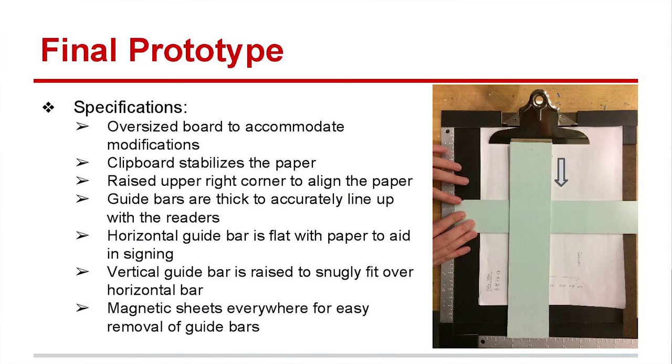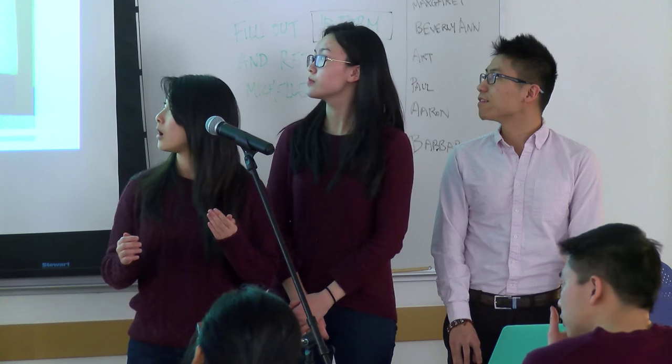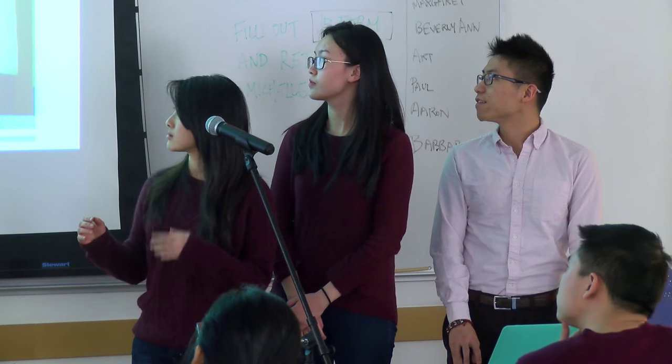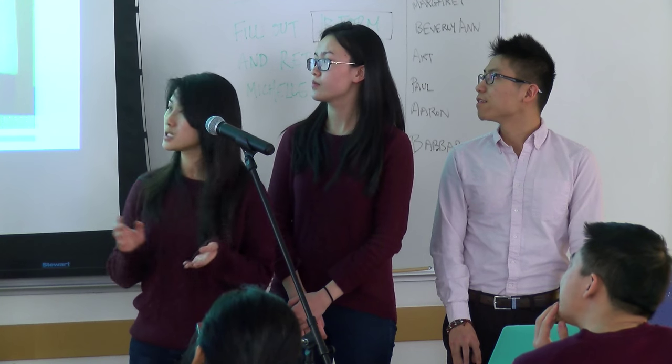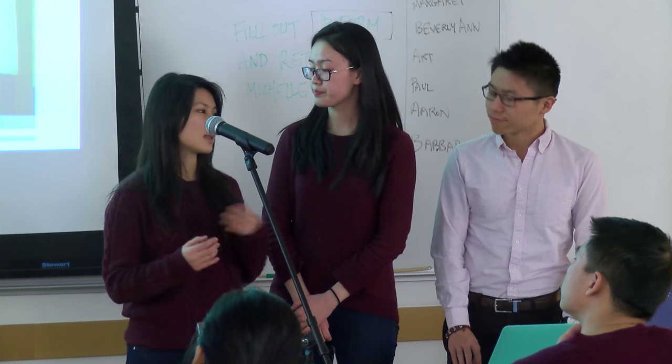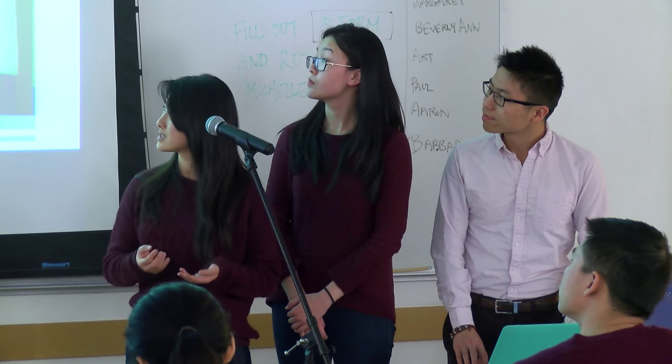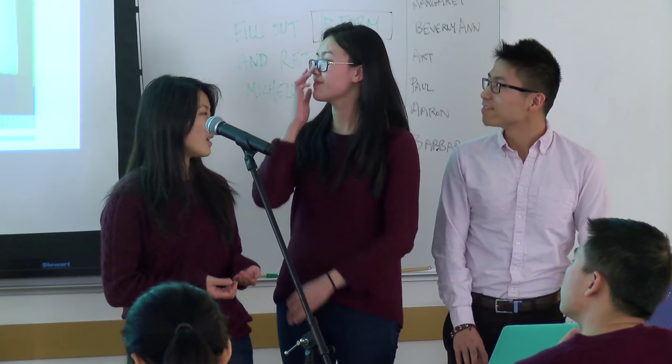So for our final prototype, we decided to make a higher fidelity version of the third design that we had. Instead of having tapered edges, we decided to go with non-tapered edges, because we didn't really see the point of having tapered edges, and it would make it easier. We made the whole board magnetic so that it'd be easier for the rails to stick on and they wouldn't fall off. And it's very similar to the third design.